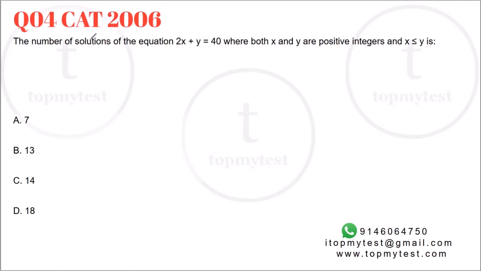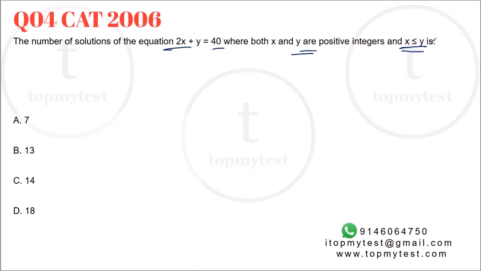The next one is from CAT 2006. It says the number of solutions of the equation 2x plus y equals 40, where both x and y are positive integers and x is less than or equal to y. Now the restriction here is x has to be less than or equal to y. X cannot exceed the value of y, right? And both of them are positive integers, right?